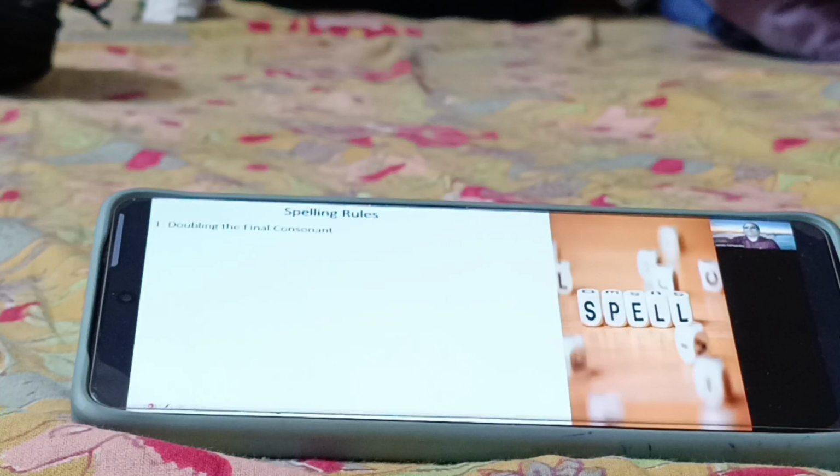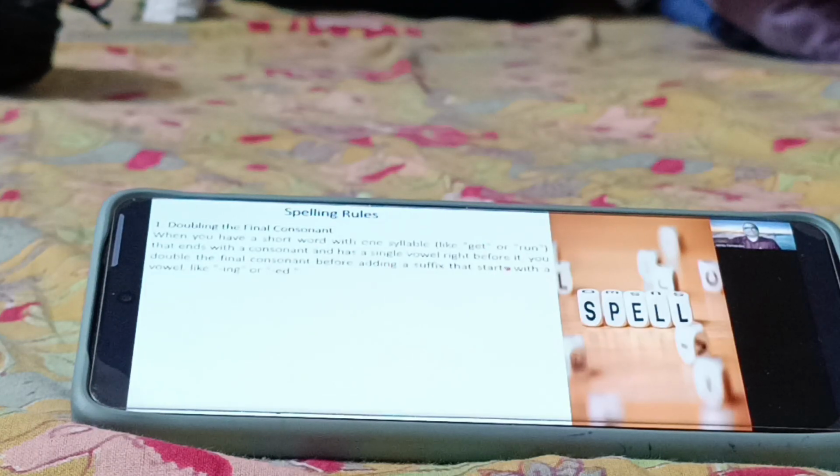The first rule is doubling the final consonant. So words which have one syllable, like for example in the bracket here you have get or run. Now they are ending with a consonant sound, and you have one single vowel before it. So T being the consonant sound and E being the vowel sound. So you need to double the final consonant before adding a suffix that starts with a vowel like ing or ed. So we'll see with some examples. So get. Consonant sound T and you're adding the suffix ing. So that gets you getting.